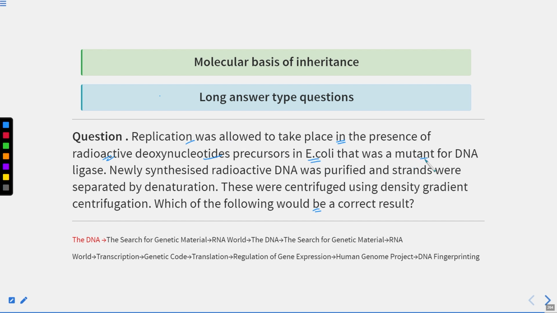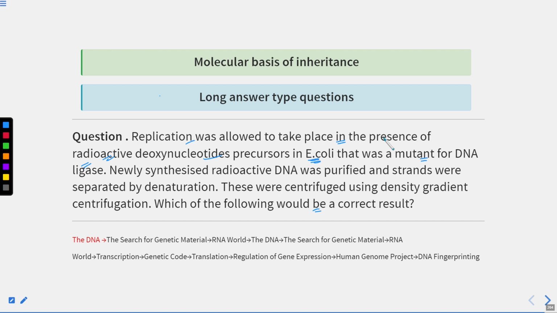coli that was mutant for DNA ligase. Okay, so this E. coli bacteria is mutant for DNA ligase, which means there is no DNA ligase activity. And if there is no DNA ligase activity, the DNA fragments won't be able to join together. Because what is the function of DNA ligase?